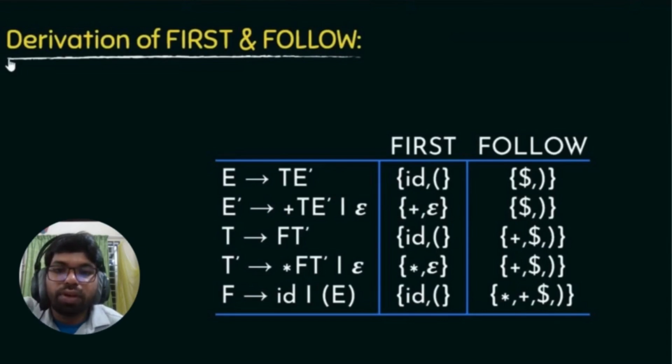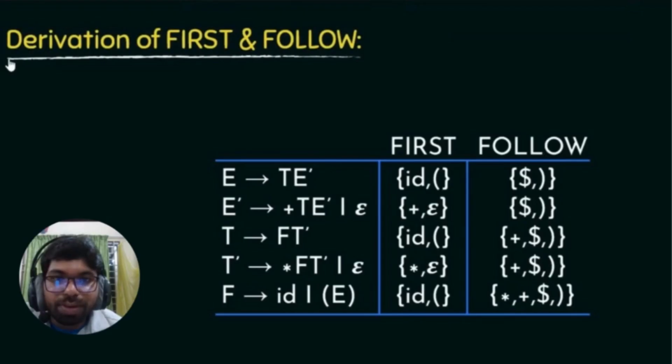If we want to derive the follow function of F, we have to look where F is appearing on the right side of the production rules. Here we can see F is appearing in the third row where T tends to F T prime, and the fourth row T prime tends to star F T prime or epsilon. In this case, we will pick the third row first because it is working sequentially. For the third row, F is followed by T prime, so T prime is the non-terminal. Rule number 2 tells us that if it is a non-terminal, we will put the first of that non-terminal as the follow of the function we want to derive.